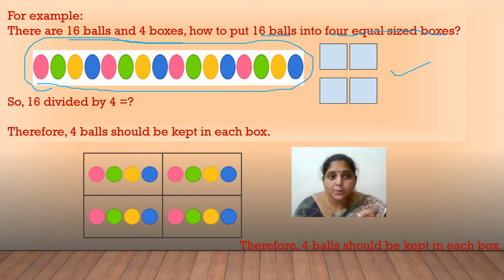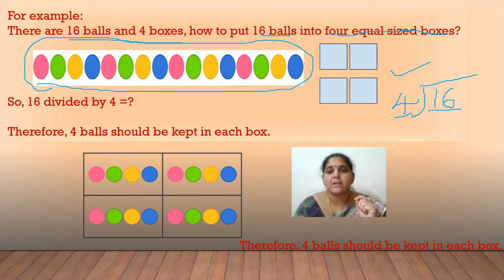So what is my number here? My number is 16. How many groups do I have to make? I have to make 4 groups, so I have to divide that 16 by the number of groups. This is my total number of balls, and this is the number of boxes I have to place them in. Now how do I identify how many balls I can keep in one box? You have to do your division.